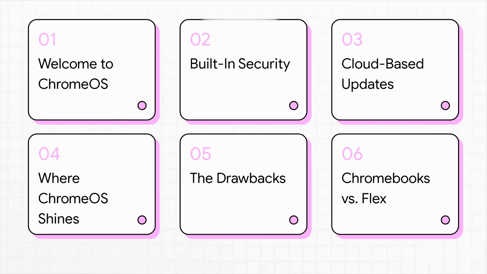Here's our roadmap for today. We'll kick things off with a clear definition of what chromeOS actually is and how you deploy it. Then we'll get into its unique sandbox security model, followed by how it handles those seamless system updates. After that, we'll objectively weigh what it's best at against where it falls short, and finally clarify the real differences between standard Chromebooks and chromeOS Flex.